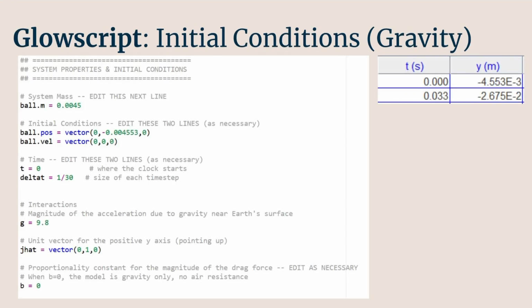To make the computational model, I first set the initial conditions in the GlowScript. I changed the object's mass to be 0.0045 kilograms, which is the mass of my paper. Using my data from Tracker, I set the initial position of my paper at t equals 0 seconds to be negative 4.553 times 10 to the negative 3 meters. The initial velocity is left to be at 0 meters per second because the object is initially at rest. As for delta t, the time step in the code is 1 over the frame rate I recorded at 30 frames per second, which matches the time step seen in Tracker. And lastly, g is set to be 9.8 as the gravitational constant on Earth, and b is equal to 0 since this is the computational model where we don't account for drag force.